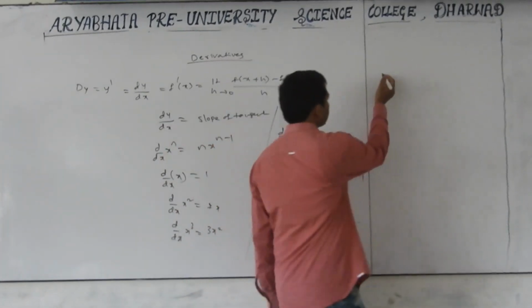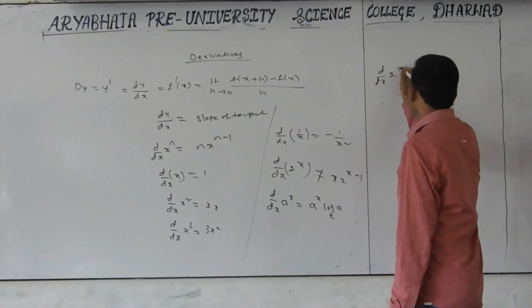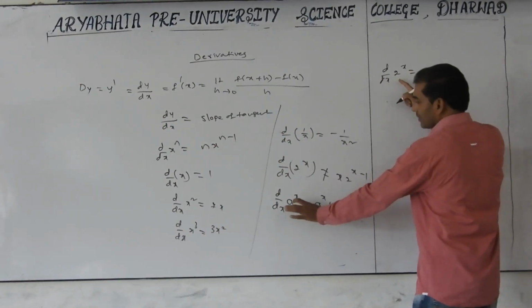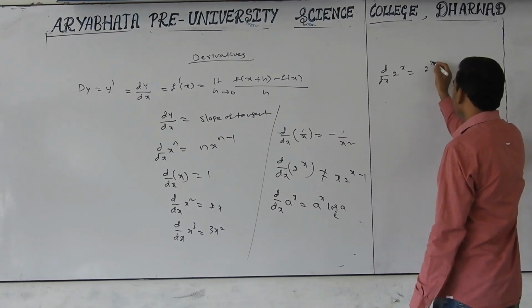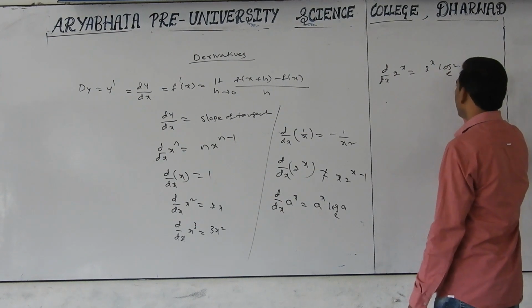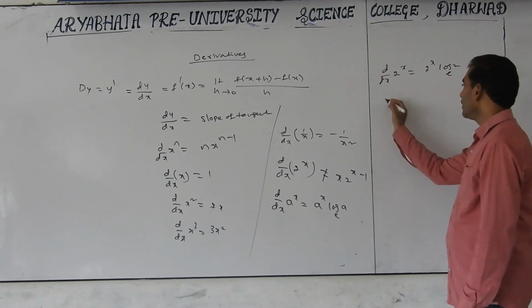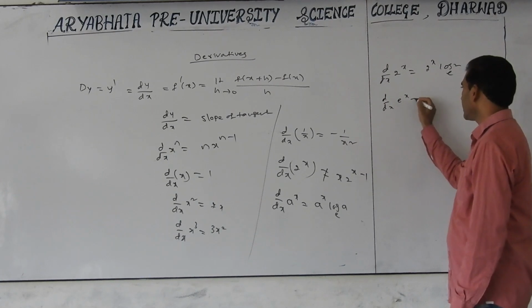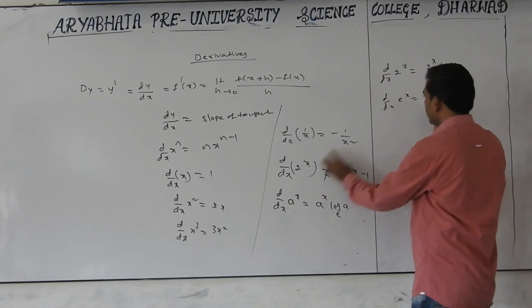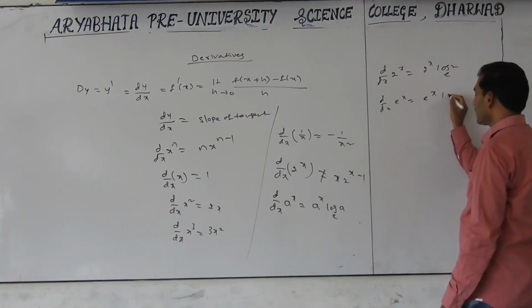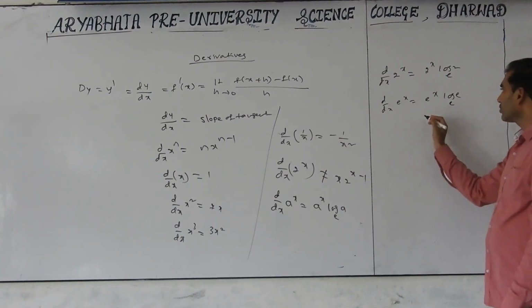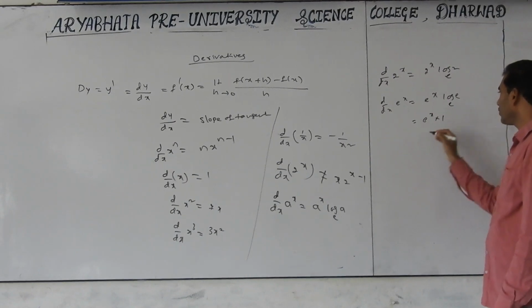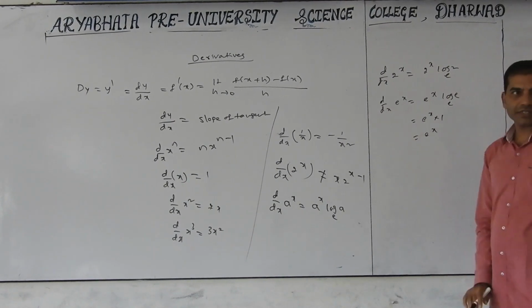d by dx of 2 power x equals 2 power x into log 2 base e. Now d by dx of e power x: here a is replaced by e, so e power x into log e base e. Log e base e equals 1, which gives e power x into 1 equals e power x.